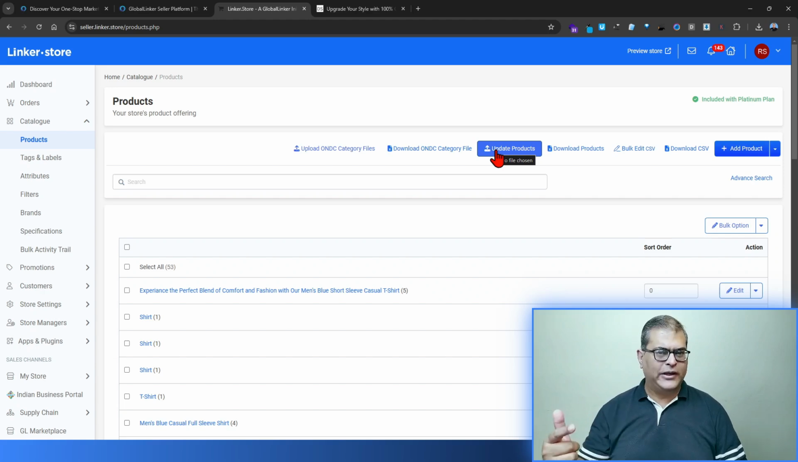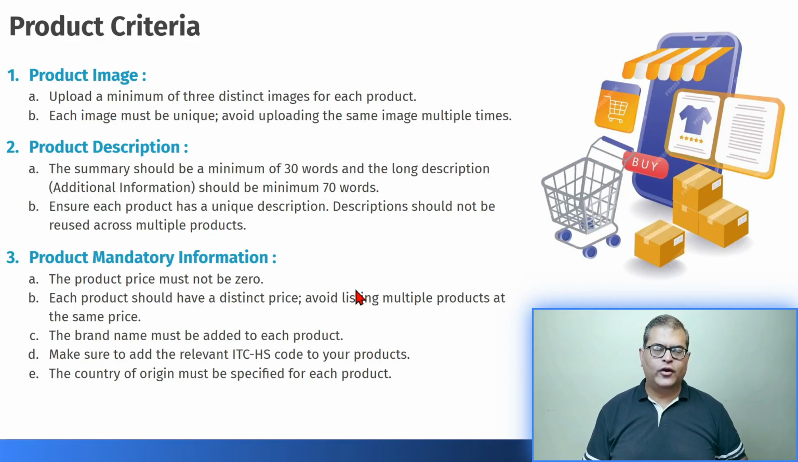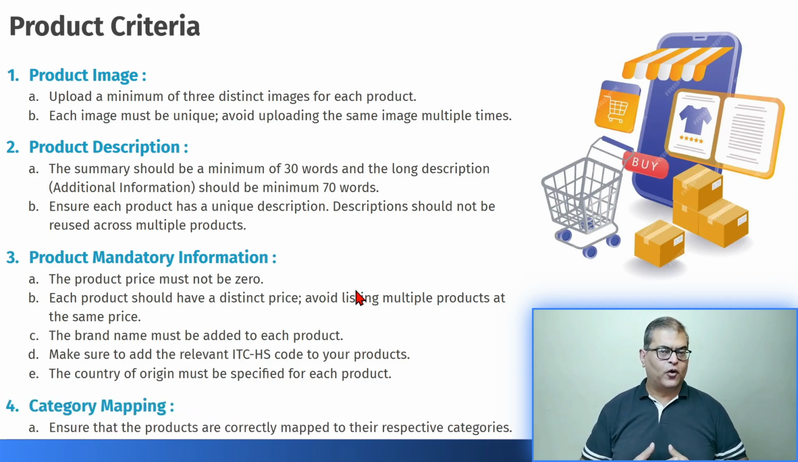So now let's quickly switch the screen. Let's go back to the presentation and let's understand what is the fourth product related requirement. So we are back on the presentation. Let's quickly understand what is the fourth product related requirement. The fourth product related requirement is that you have to ensure that the category mapping is done correctly.